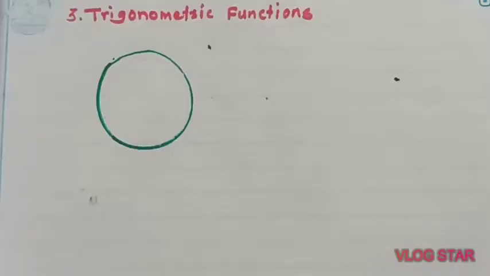Hello friends, today our topic is trigonometric functions. Trigonometric ratios you have studied in the earlier classes. For a given right angle triangle, we can have 6 different ratios, and we used to know them as sine, cos, tan, cot, sec and cosec.